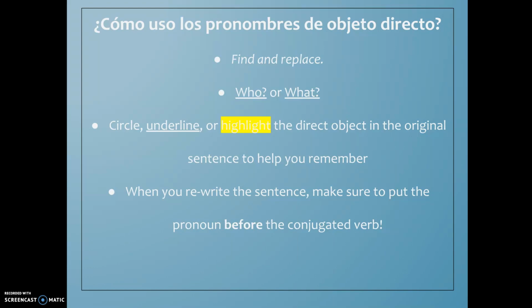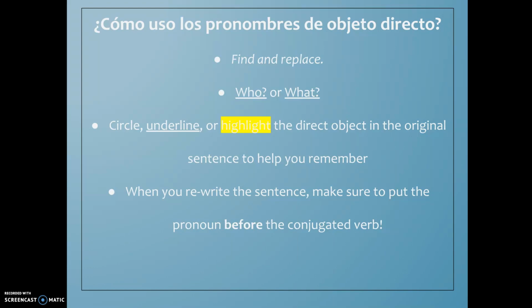So if you look back at the first page, A, B, and C, you'll note that you already have the direct object. Hopefully, if you've had it checked, it's been verified that it's correct for you. If you're someone who's really visual, it may be helpful to circle, underline, or highlight the direct object in the original sentence to help you remember it so you don't have to go back and search for it when you're rewriting your answer.